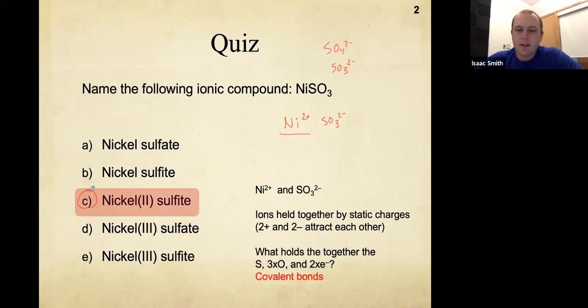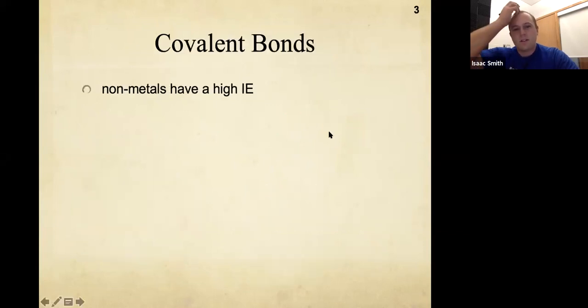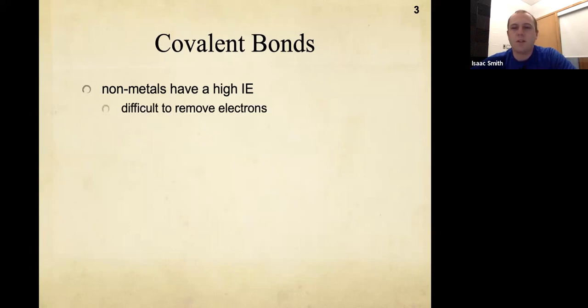So we talked a little bit about this, but what holds this sulfur to this oxygen, right? There's covalent bonds within polyatomic ions. So this lecture, we're going to talk about how to draw covalent compounds, how to name them, and how to recognize them, okay? So covalent bonds are going to be between two nonmetals, right? We talked about how nonmetals have high ionization energies. So they don't want to give up electrons like metals do.